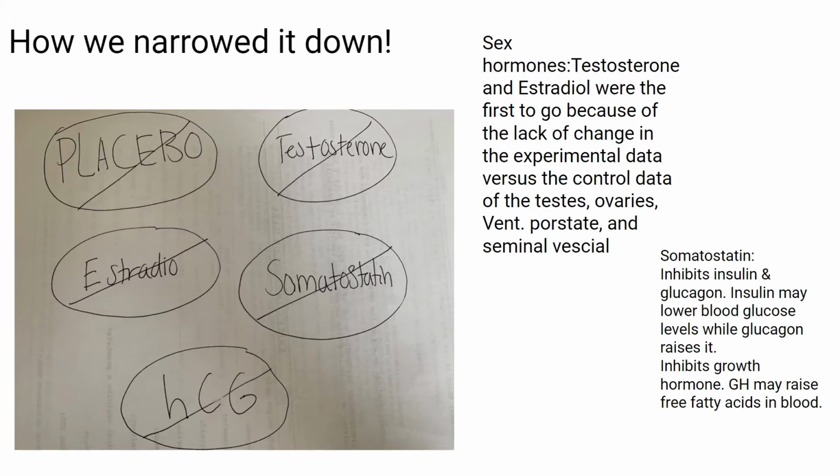How we narrowed it down. We first ruled out somatostatin, this being because our rats had elevated blood glucose levels. Pancreatic somatostatin works to inhibit the secretion of insulin and glucagon. We then ruled out testosterone and estradiol because both hormones promote change in the sex organs. However, our rats had very little to no change seen in the testes, ovaries, vents, prostate, or seminal vesicles.